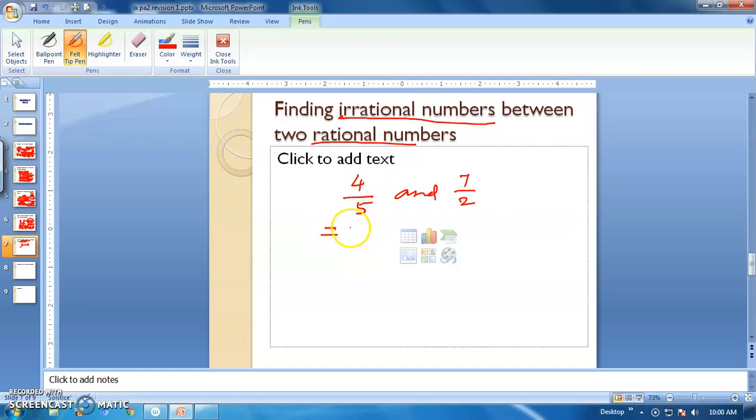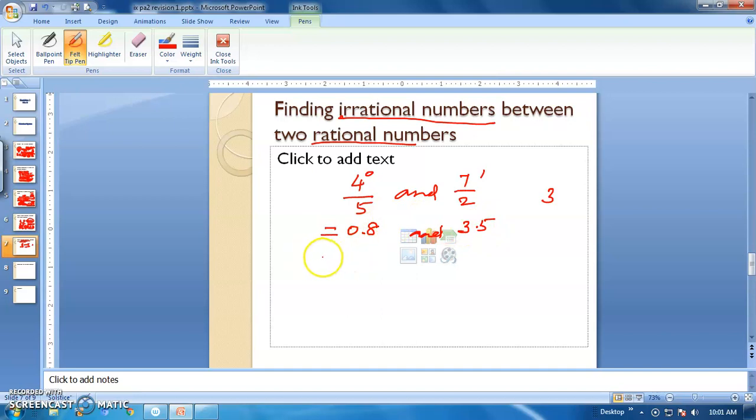So 0 point. If you add 0 here, 8 5s are 40. So 0.8. And what about here? 3 2s are 6, remainder 1, and 5 2s are 10. So 3.5. So now I'm going to find at least 3 irrational numbers between 0.8 and 3.5.